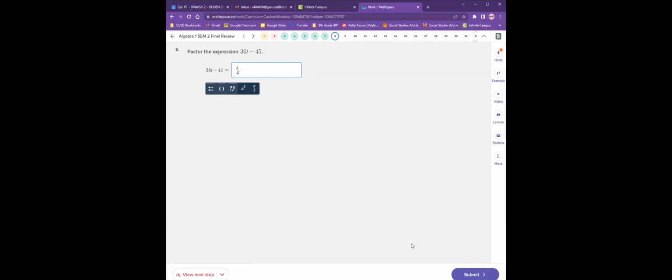You're putting a 9 on the outside, and then parentheses. Oh, wait, that's all at once? I did that and then I solved for t. You're not solving here, though. That's all it wants. Yes, that's all it wants.